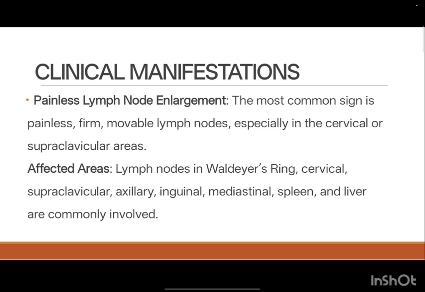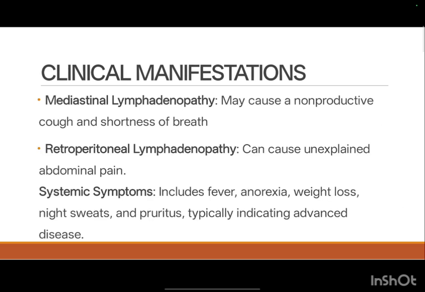Clinical manifestation: painless lymph node enlargement. The most common sign is painless, firm, movable lymph nodes, especially in the cervical or supraclavicular areas. Affected areas: lymph nodes in Waldeyer's ring, cervical, supraclavicular, axillary, inguinal, mediastinal, spleen and liver are commonly involved. Mediastinal lymphadenopathy may cause a non-productive cough and shortness of breath.